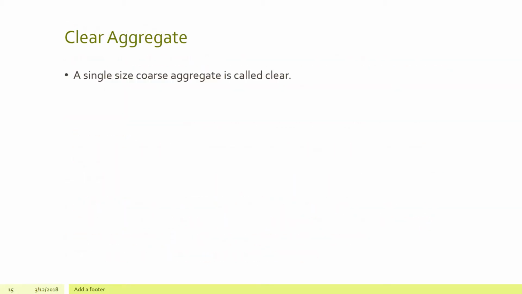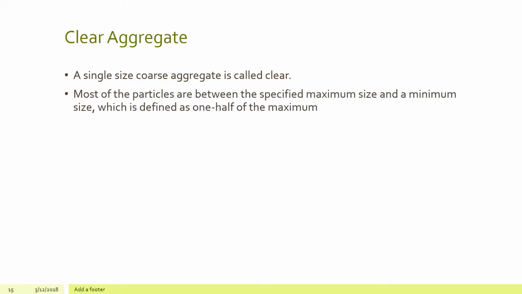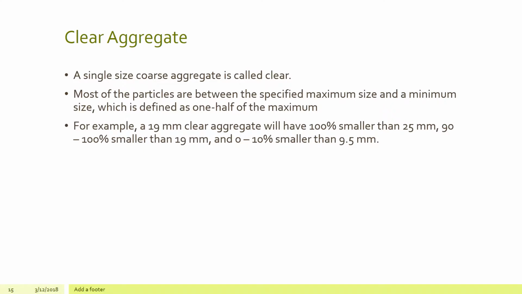Clear aggregate, a single grain coarse aggregate is called clear. Most of the particles are between the specified maximum size and a minimum size, which is again defined as 1/2 of the maximum. For example, a 19 millimeter clear aggregate will have 100% smaller than 25 millimeters, 90 to 100% smaller than the 19 millimeters, and 0 to 10% smaller than 9.5 millimeters.